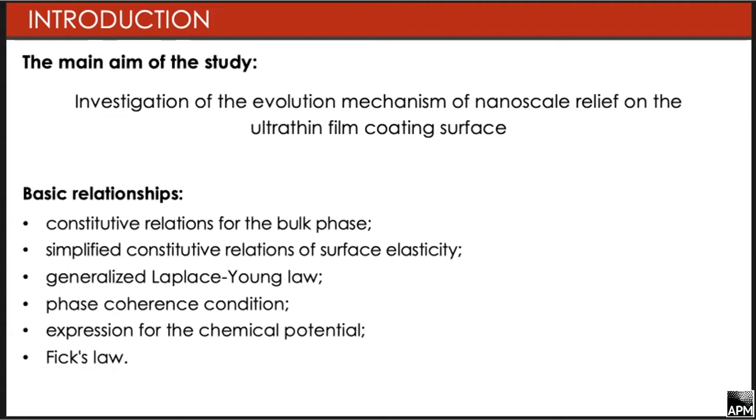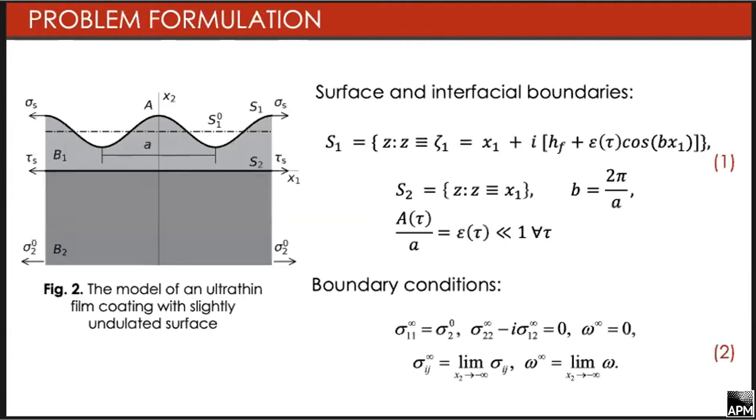To do it, we use the following relationships: constitutive relations for the bulk and surface phases, the generalized Laplace-Young law describing mechanical equilibrium at the free and interface boundaries, the phase coherence condition, the expression for the chemical potential, and the second law. The model of an ultra-thin film deposited on a substrate under plane strain condition is represented as an inhomogeneous elastic half plane B, which is the union of the band B1 and half plane B2 with a curvilinear surface S1 and rectilinear interface S2. It's assumed that due to the lattice mismatch between different layers, the film structure is stressed. Then the conditions at infinity are described by formula 2.